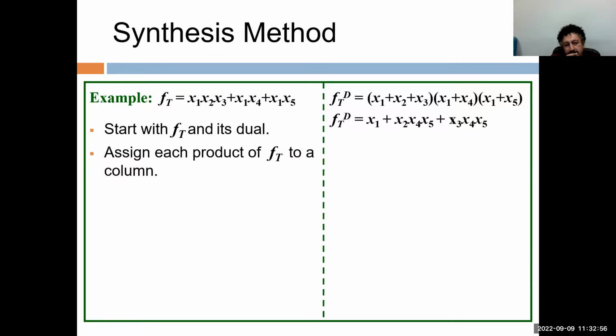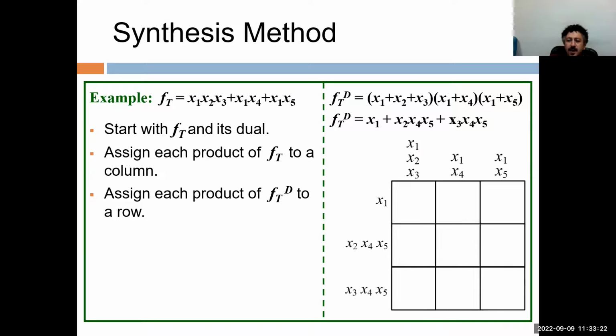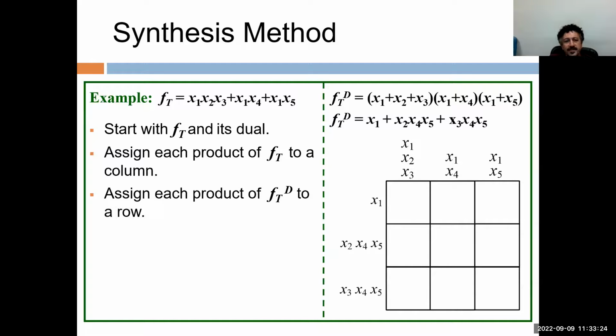Second step, assign each product of fT to a column, and assign each product of fT dual to a row, meaning that you need a lattice having the same number of columns as the number of products in fT, and the number of rows as the number of products in fT dual. So as a result, here we need a 3 by 3 lattice, because there are 3 products in fT and 3 products in fT dual. And then we assign products here, assign them.